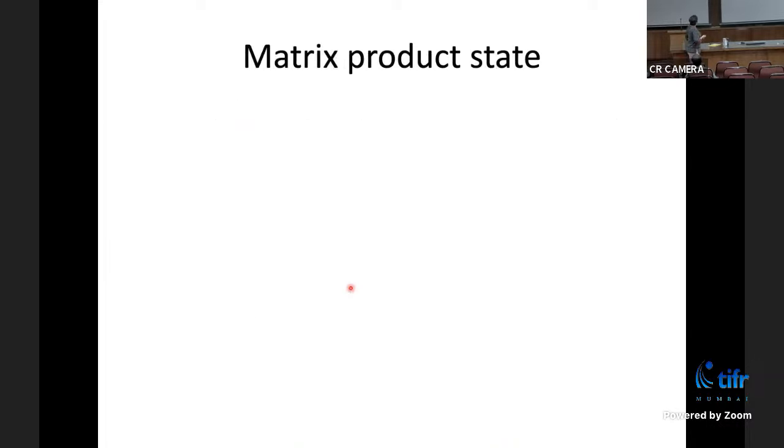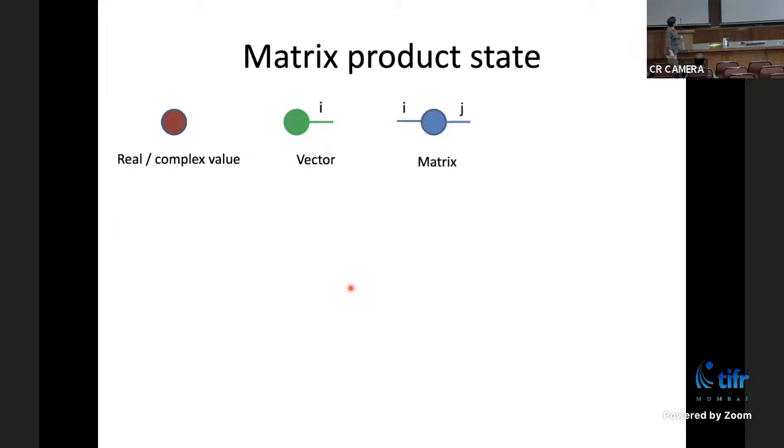Okay, so let me give a crash course on what these figures mean, what I mean by matrix product states. If I have a real or complex value, so one number, it has no arm because it has no dimension sticking out of it, right? If you have a vector, then it will have a single arm because there's a single dimension. If you have a matrix, it will have two arms. It doesn't matter where the arms are. It could be like this, wherever. It's just the number that matters, okay?